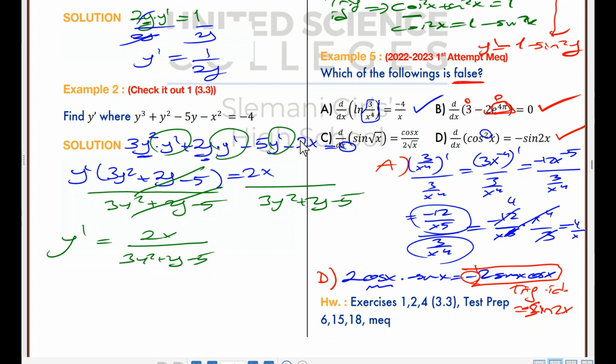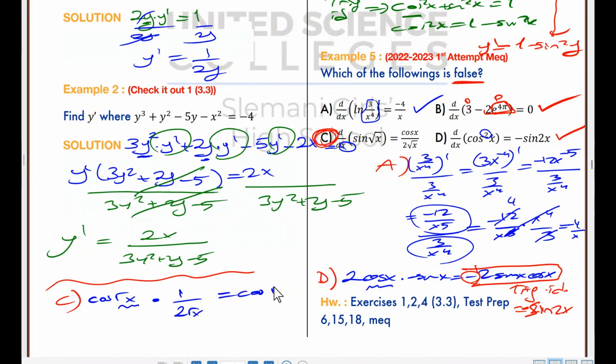This is also true. Apparently C is the answer, but let me solve to show you. I'm out of space. Let me solve here. So derivative of sine square root of x. So derivative of sine is cosine multiplied by derivative of the angle. Derivative of the angle, derivative of square root of x, is 1 over 2 square root of x. So it is cosine square root of x divided by 2 square root of x.